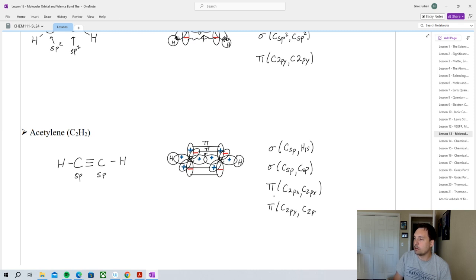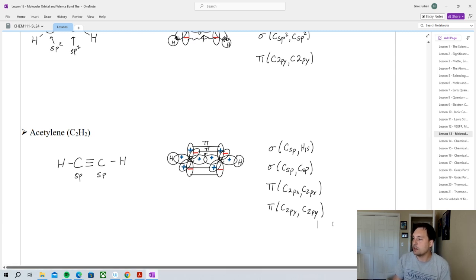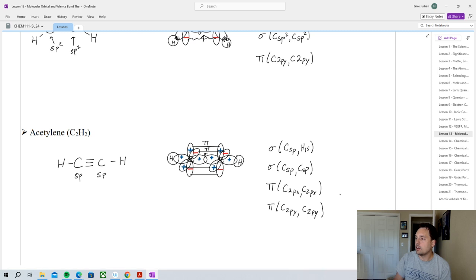One thing you might wonder is, why don't the 2px and 2py overlap? Well, they're perpendicular to each other, so they're not going to have much region in which they overlap. So we only get favorable interactions like this. And so here we have a triple bond.